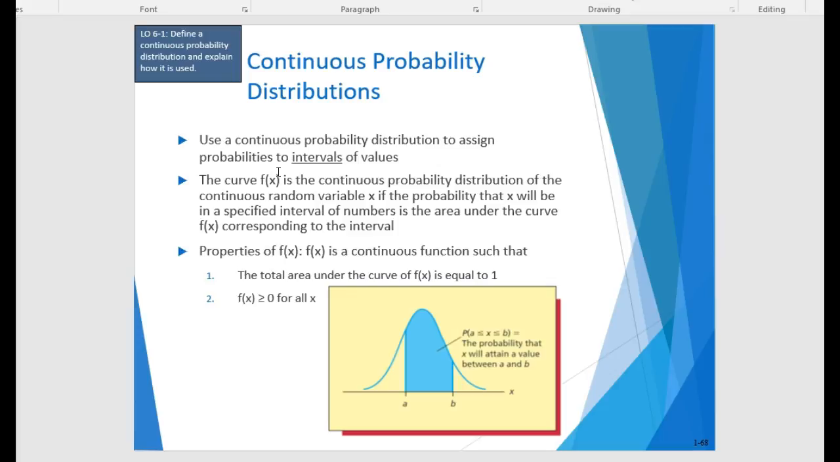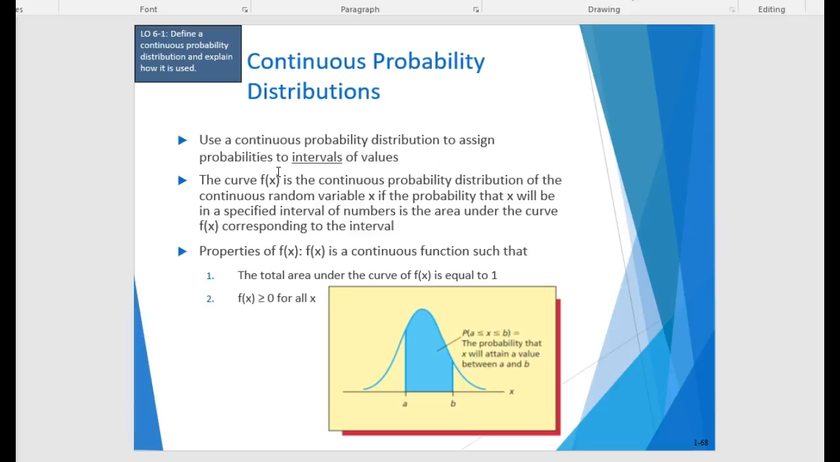Another thing to note here, in property number 2, f of x is greater than 0 for all x, meaning that you can't have a negative probability. If you calculated the total interval that is possible, then the area is going to equal 1. Other names for this are probability curve or the probability density function.